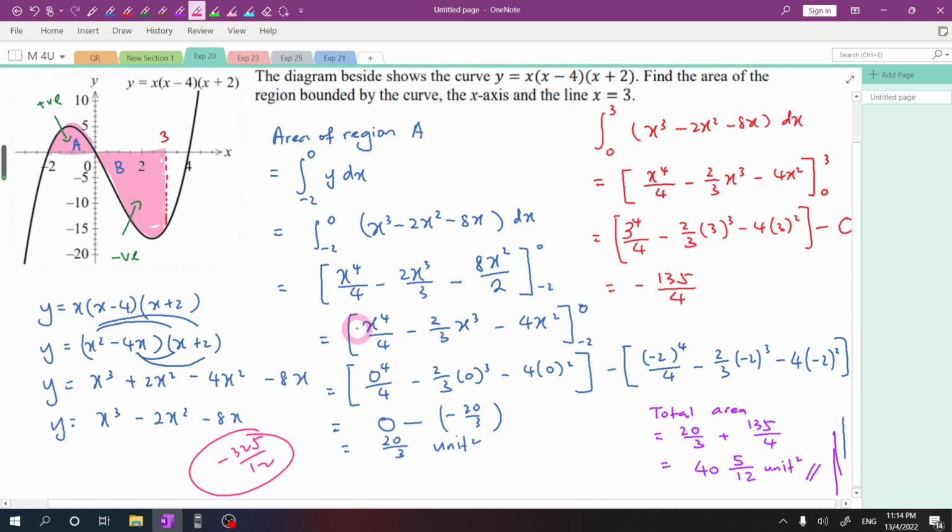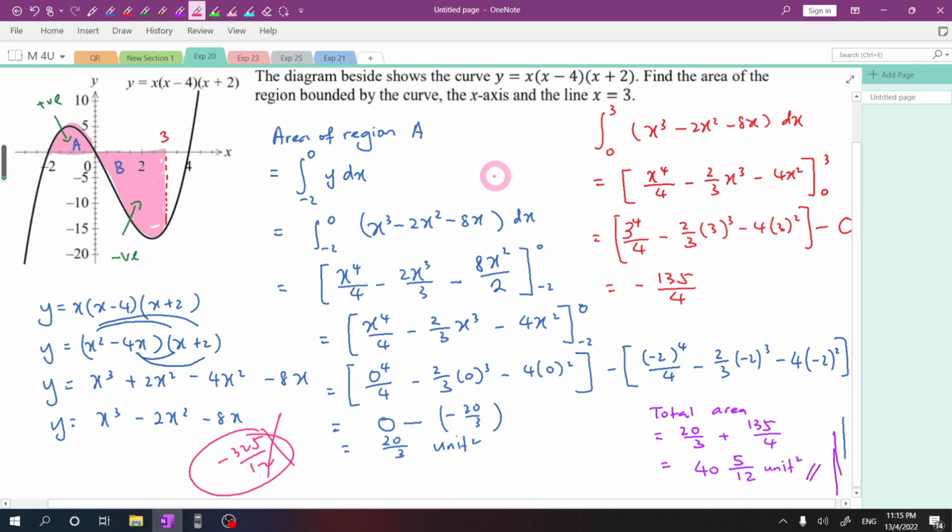We know that this is definitely not a correct answer, right? Because area cannot be negative. But why will the calculator give us this answer? Because it actually takes this one plus this one. You can try pressing your calculator: 20 over 3 plus the negative 135 over 4. So eventually you get negative 325 over 12, which is not correct. So remember, if you see this type of situation, one area is above x-axis, another area is below x-axis, we need to do it separately.